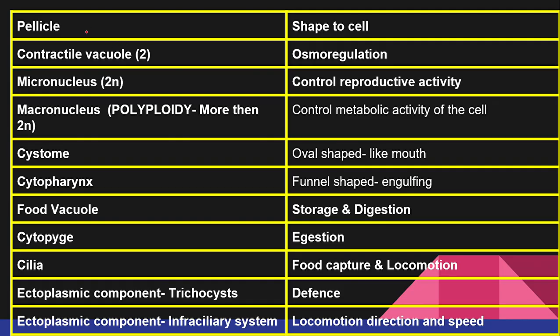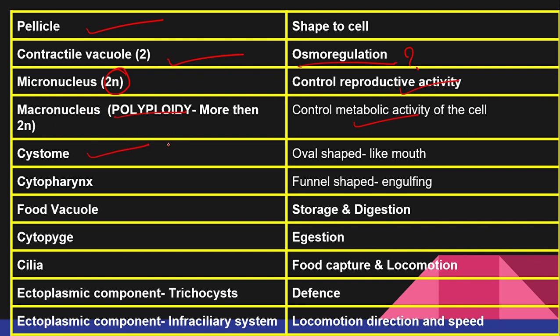Now let's see. Pellicle we already know. Contractile vacuole helps in osmoregulation. What is osmoregulation? Write it in the comment box. Is the micronucleus haploid or diploid? It is diploid and controls the reproductive activity. But macronucleus is polyploid, that means more than diploid. Apart from 2n, 3n, 4n, 5n, these all are called polyploid. It is going to control the metabolic activity of the cell. What protein has to be produced, and all these activities, energy production, all this will take place by the macronucleus.